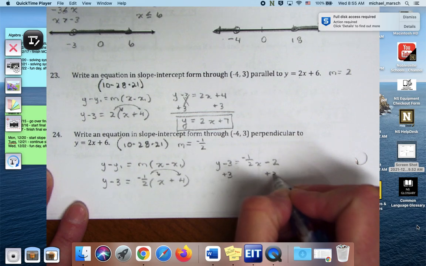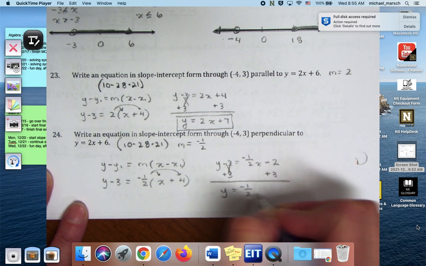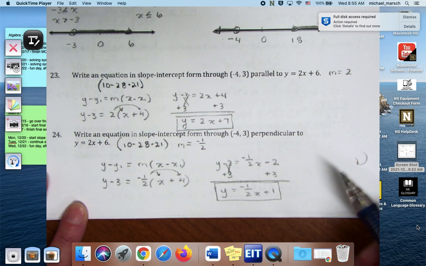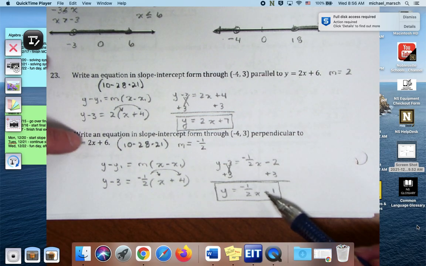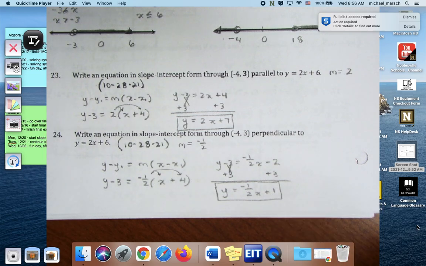Add 3 to both sides. Y equals negative 1/2 x plus 1. So that means that that line would be a 90-degree angle to this line. They would cross at a 90-degree angle.